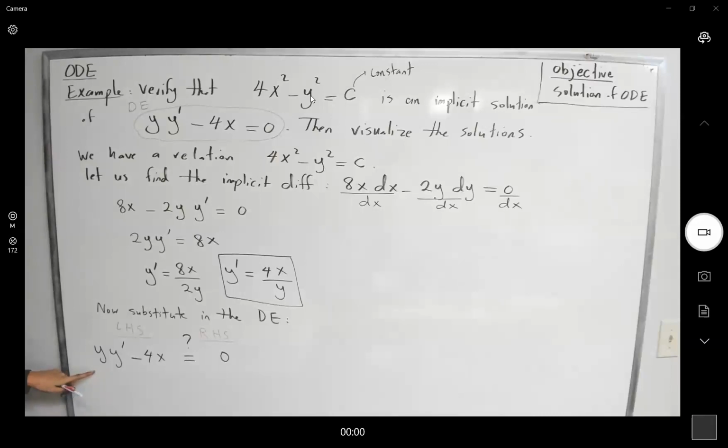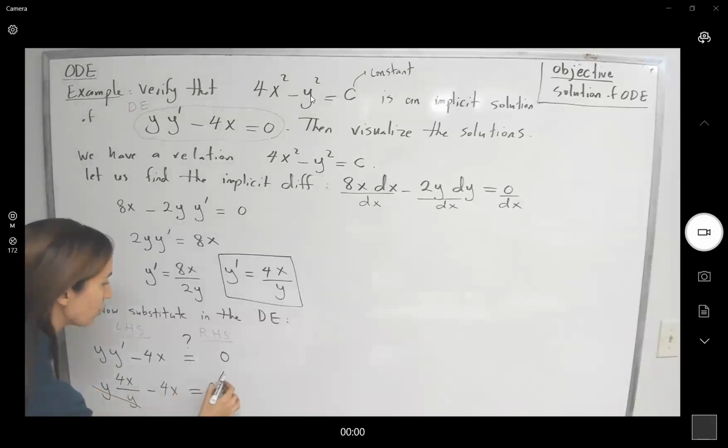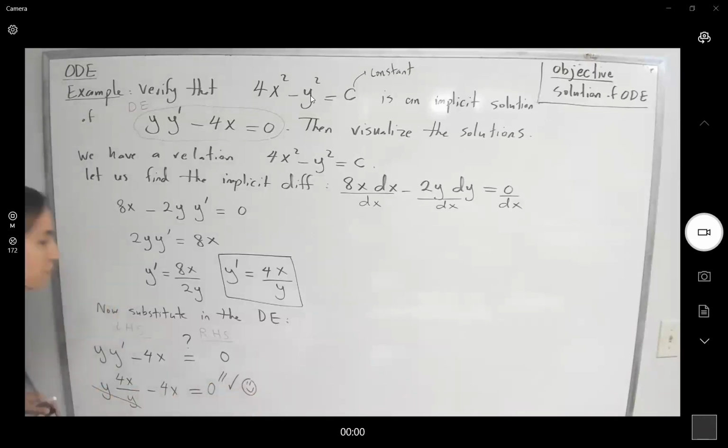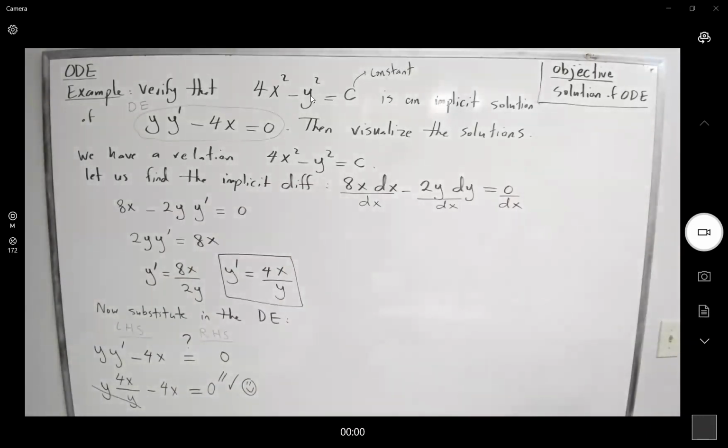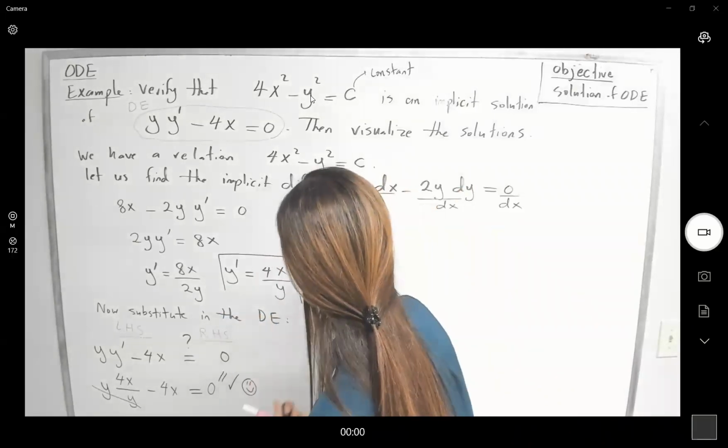Well, on the left-hand side, I have y times y prime. I don't need to write y explicitly because I found the implicit differentiation. I have y times 4x divided by y, minus 4x. I just substitute 4x divided by y for y prime. So as you can see, you can cancel out y and y. You're left with 4x minus 4x, which is 0. They are equal to each other. Very good. So far, so good.